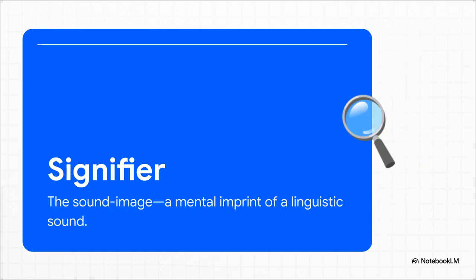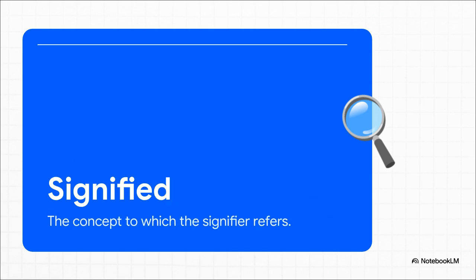Okay, the first side of the coin is the signifier. Now, this is a really important detail. It's not the physical sound itself. It's the mental imprint of that sound. It's the sound image that pops into your head when you think of the word tree. It's that TREE pattern that's stored in your brain. And the other side of that coin? That's the signified.